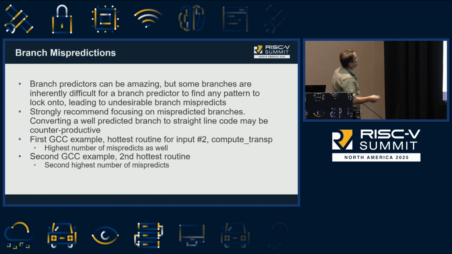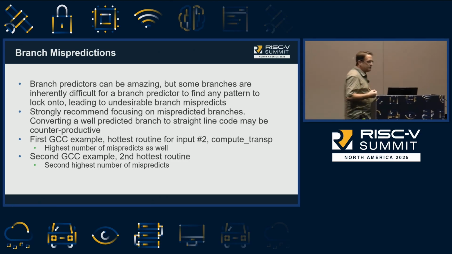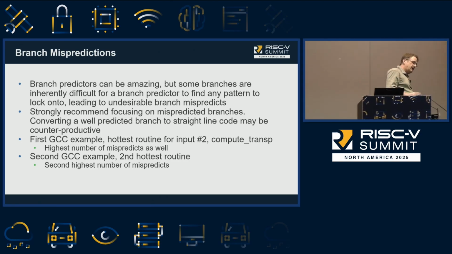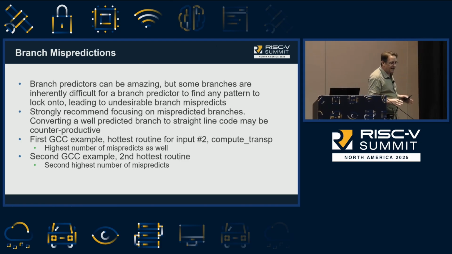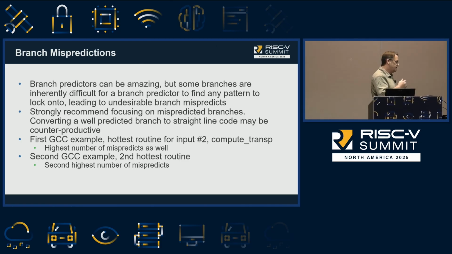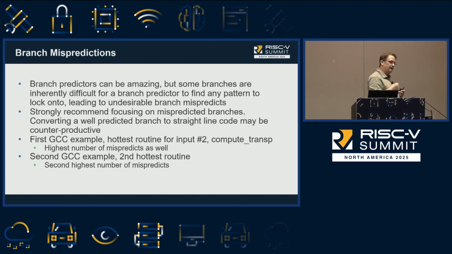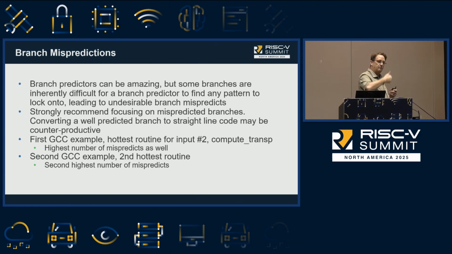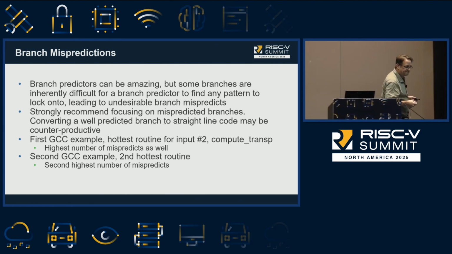All right, so let's talk about branch mispredictions. So modern branch predictors are amazing. I love them. They make my life a lot better. But in modern architectures, it's not uncommon, when you have a branch mispredict, for the penalty to be going up. The deeper your pipeline, the more things you have to unwind.